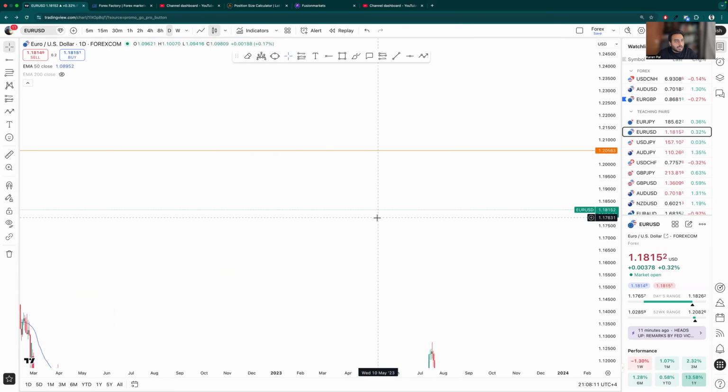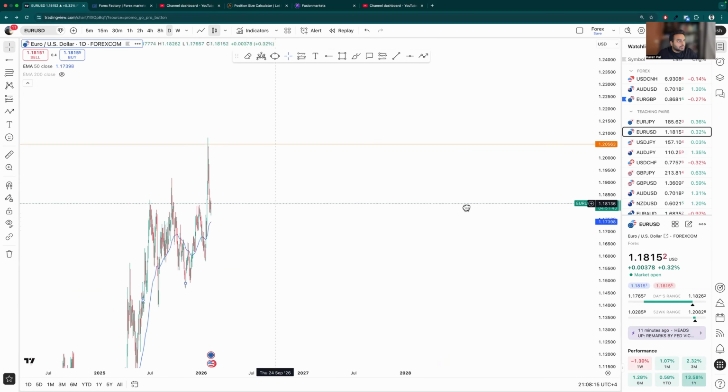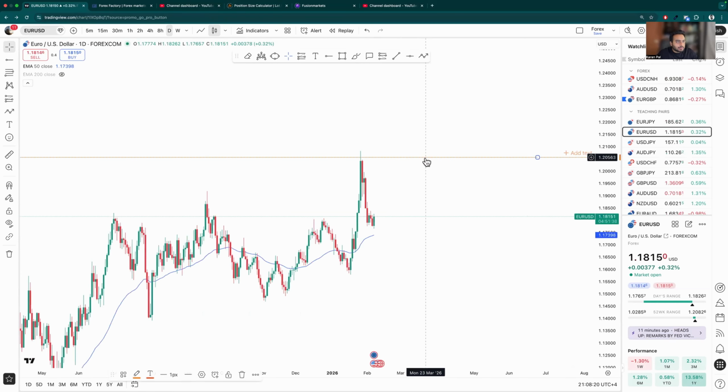Now let's go back to where we were. So it's a good resistance point. We can mark this as daily SR.